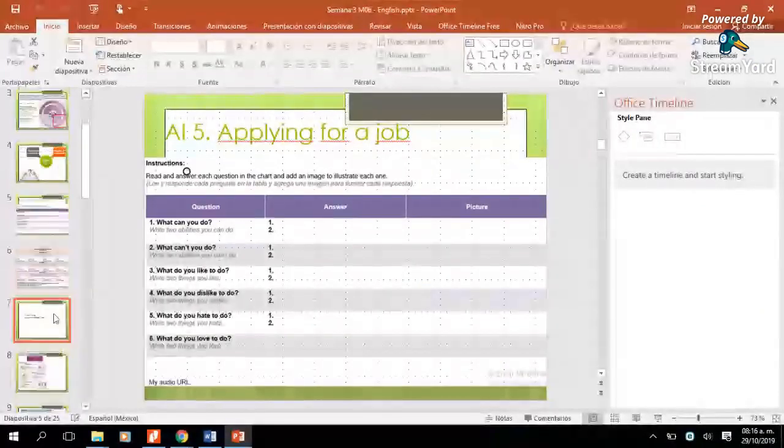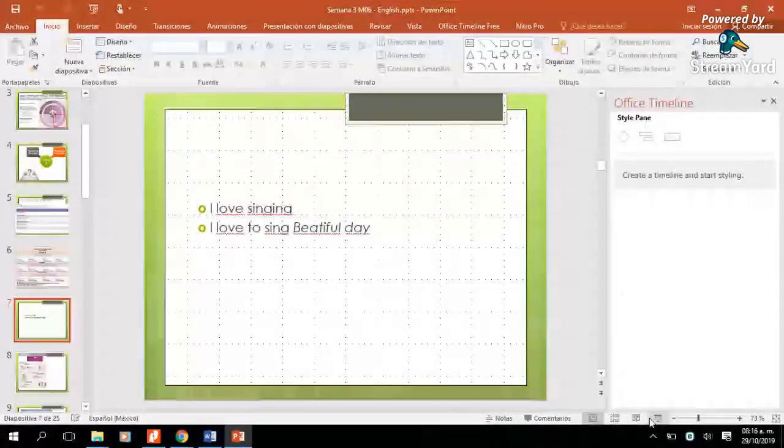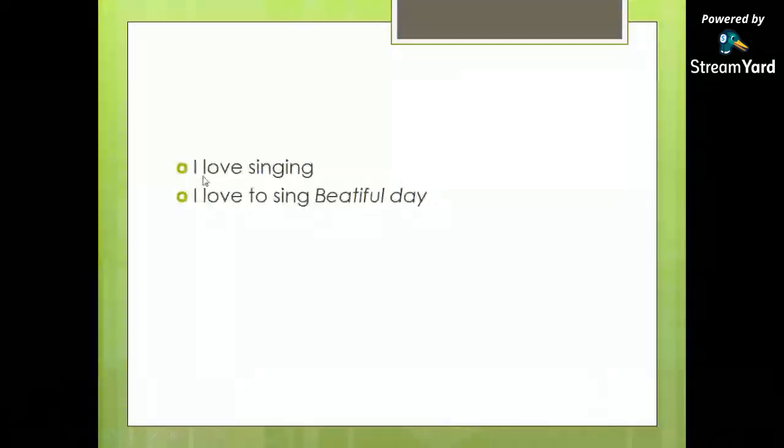Here is another. You can use I love singing when you mention that you like to sing in a general way. But if you have particular information about what song you like to sing, then you can use to sing. For example, I love to sing Beautiful Day.